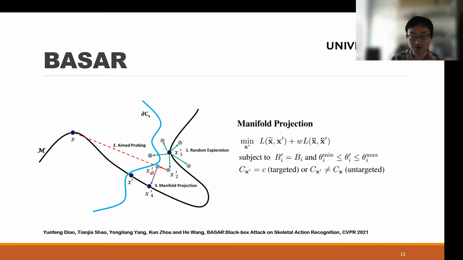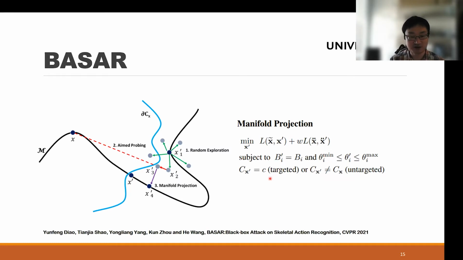The manifold projection is also done by minimizing this loss function, which is essentially saying, I want to minimize the difference between the current adversarial sample and the predicted adversarial sample. And also I want to minimize the difference of the second order derivative of both motions. Subject to, this is high level, the bone lengths not changing. B stands for bone length in both samples. The joint angles don't violate joint limits, as well as, of course, the targeted attack label if we have one. So subject to all this.